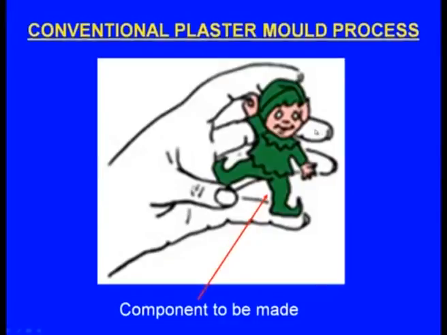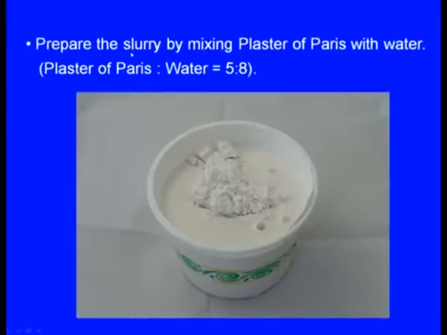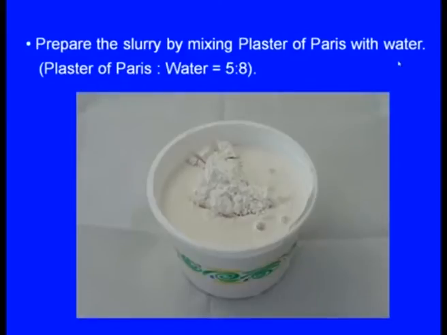Now, in this process, suppose this is the component to be made. So, the pattern, a metallic pattern or a wooden pattern, should be like this. So, this is the pattern. Now, prepare the slurry by mixing plaster of Paris with water. That is the first step in the conventional plaster molding process. The plaster of Paris and water proportions are 5:8, meaning plaster of Paris should be 5 parts and water should be 8 parts. Prepare that slurry by mixing these two ingredients.